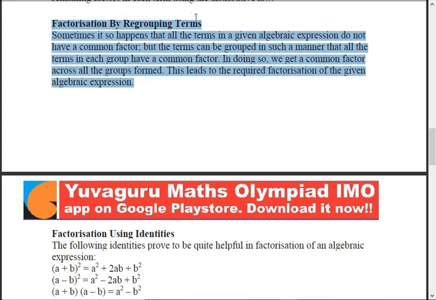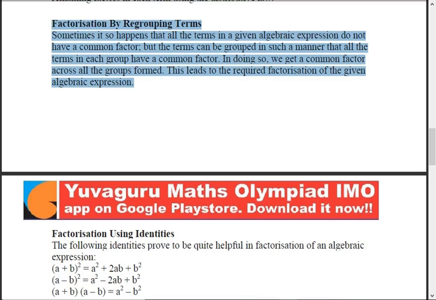Now factorization by regrouping terms. Sometimes it so happens that all terms in the given algebraic expression do not have a common factor, but the terms can be grouped in such a manner that all the terms in each group have a common factor. In doing so, we get a common factor across all the groups formed. This leads to the required factorization of the given algebraic expression.